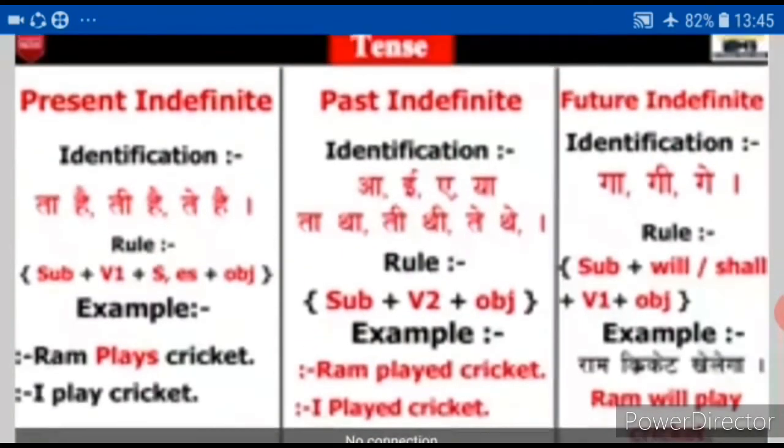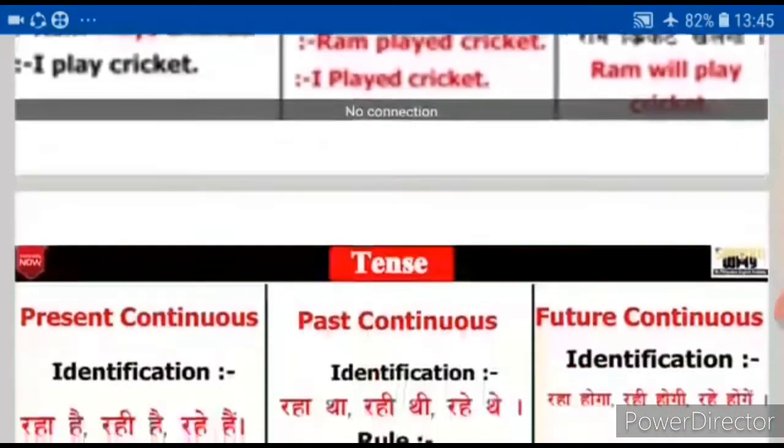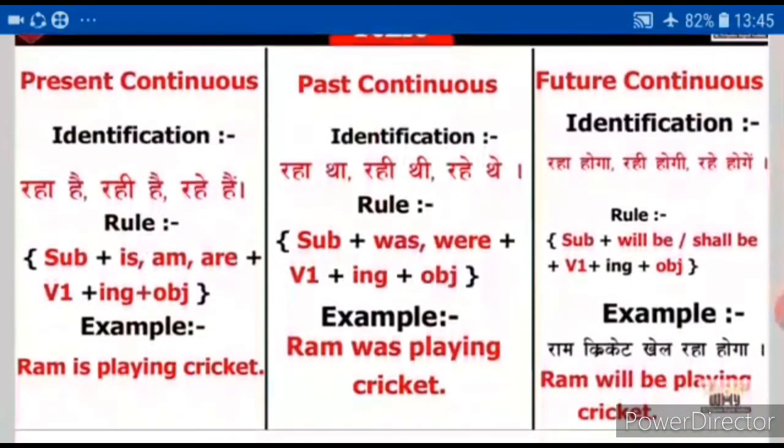If we are using this sentence in negative, then we will use not with will. Ram will not play cricket. And in the interrogative sentence, will is used in the beginning of the sentence. Now next, present continuous, past continuous and future continuous. Present continuous: raha hai, rahi hai, rahe hain.